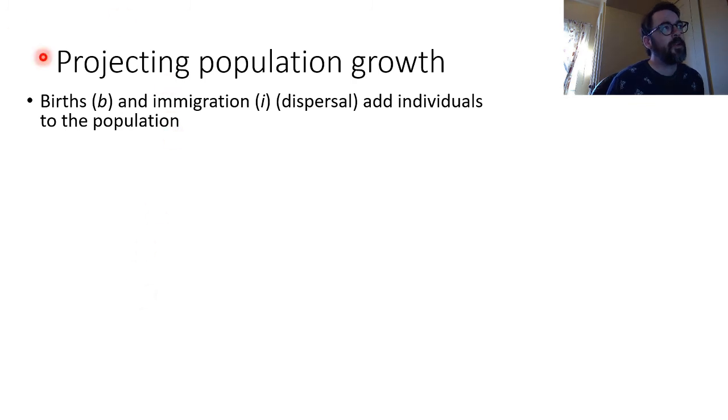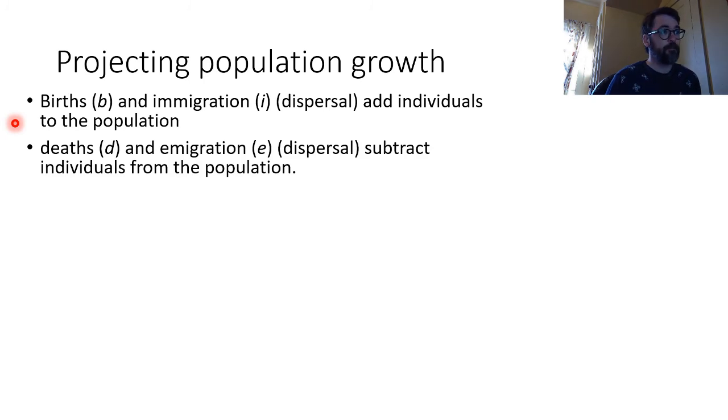And so I want to think a little bit about how we can project population growth, right? So you've got births and immigration, which is a form of dispersal, that add individuals to the population, right? So if we were going to project it with some kind of mathematical model, we probably need to use a plus sign to think about these. We've also got deaths and emigration, which is another form of dispersal that simply subtract individuals from the population, right? So just the language we've used about this tells us a little bit about the type of mathematics we need to account for births, deaths, immigration, and emigration.